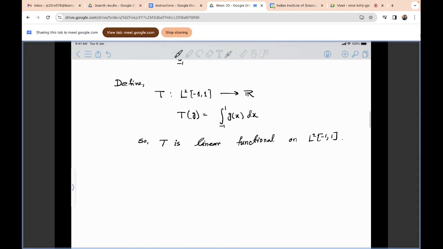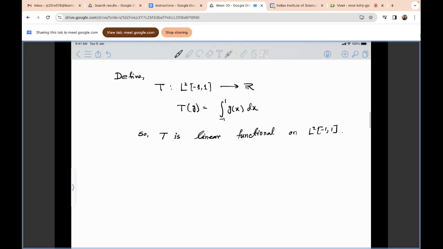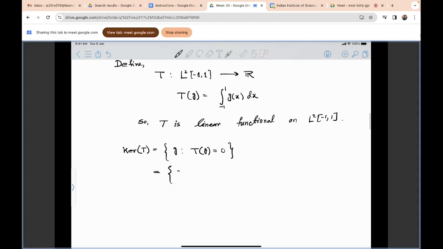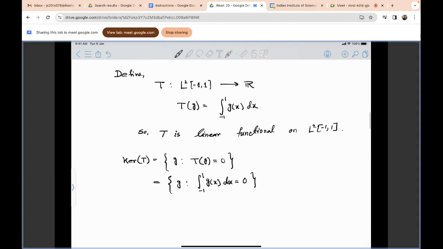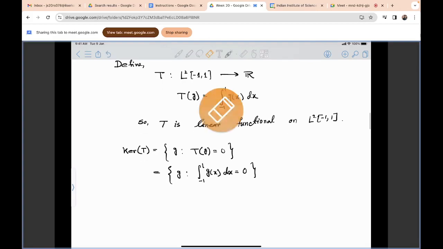Now what is the kernel of this linear functional? Look at the kernel of T: it is all such g such that T of g is 0. And how have we defined T of g? So this is all such g such that the integral from minus 1 to 1 of gx dx is 0. So this is also all g in L2 of minus 1 to 1 such that T of g is 0.